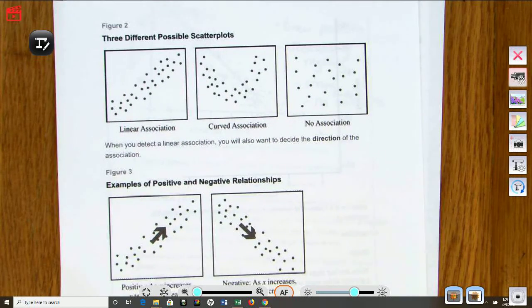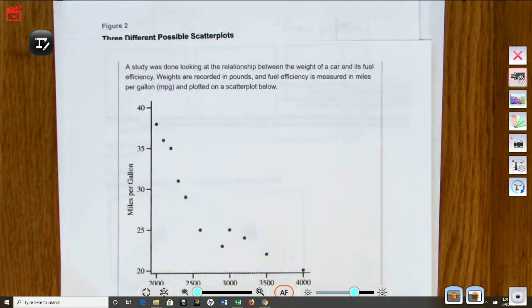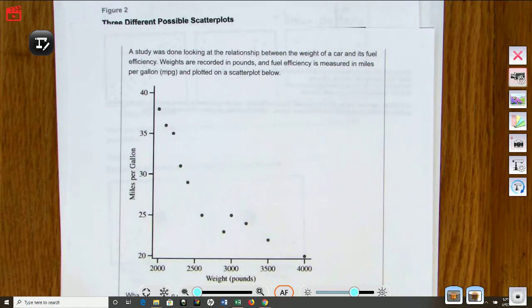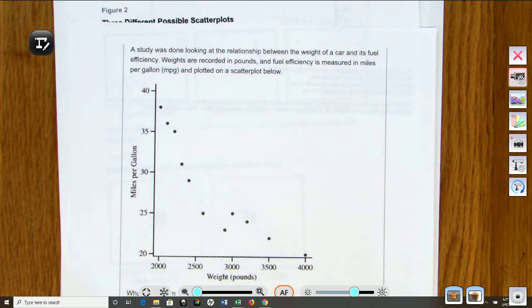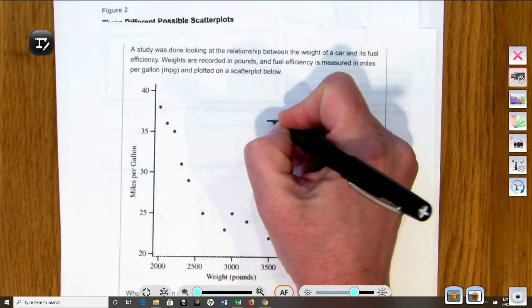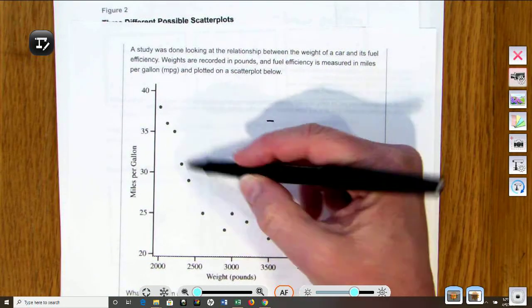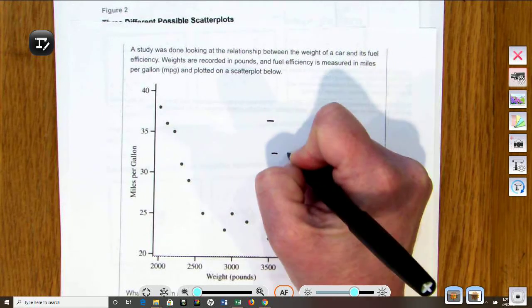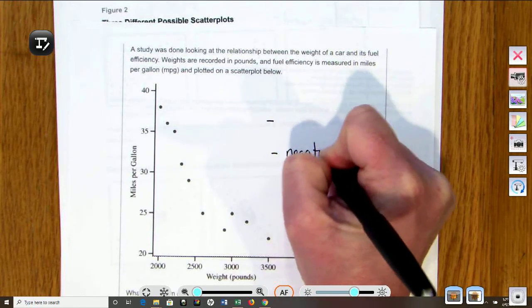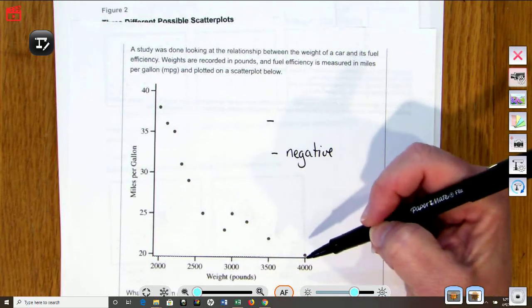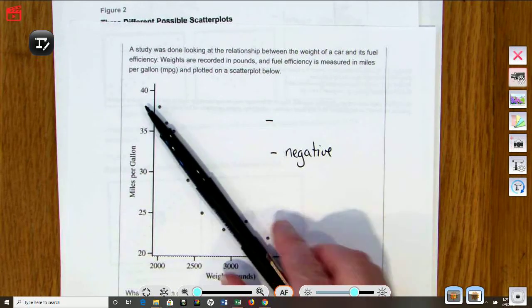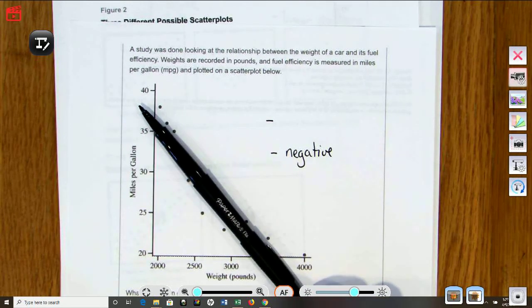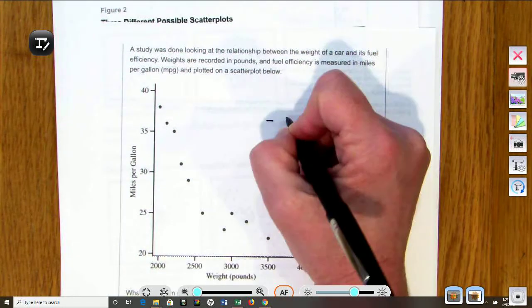So let's look at some examples and make some decisions. All right, so in this one we have miles per gallon and the weight of a vehicle. This is the weight of your vehicle. This is how many miles per gallon we get. I see some sort of negative trend because I see stuff going down. I can almost visualize a straight line in here, using my pen as my straight line. So I would say this is pretty linear.